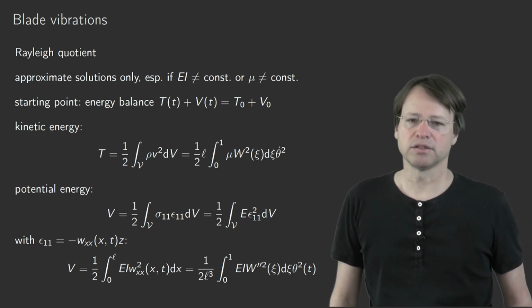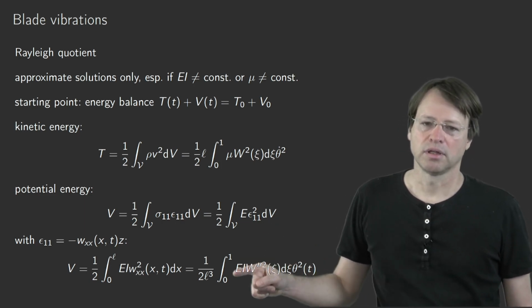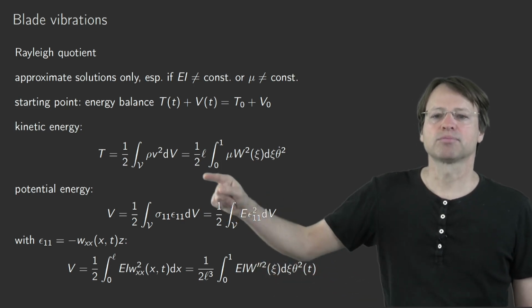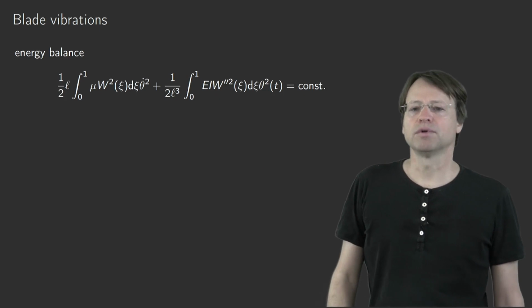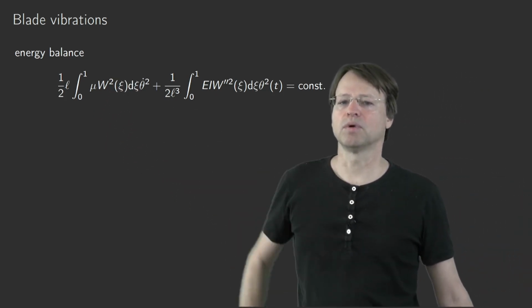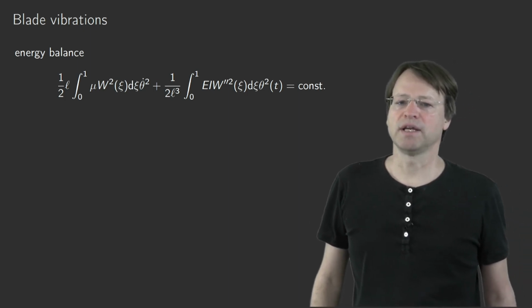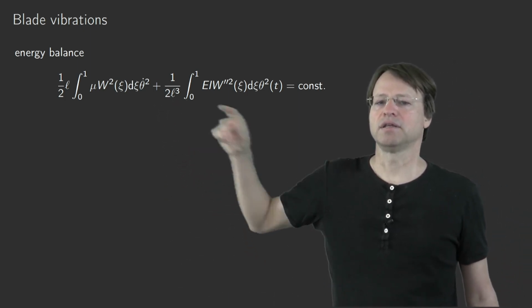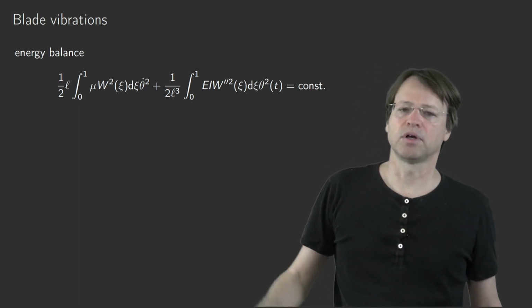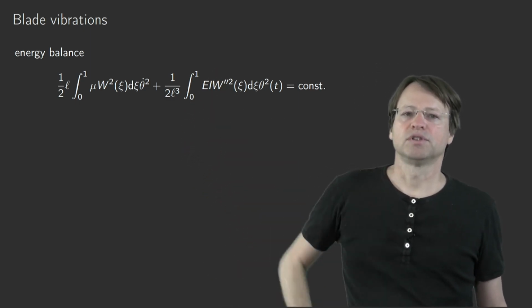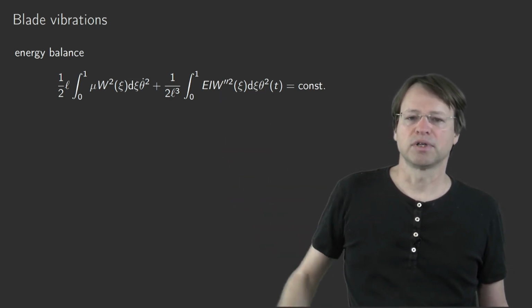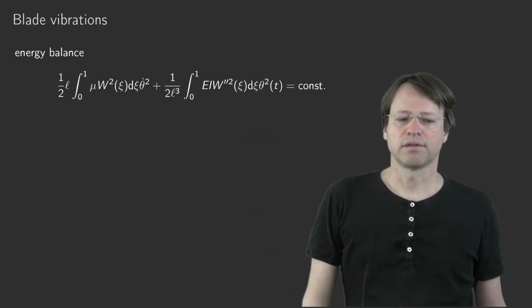So the energy balance, by inserting this expression for the potential energy and my expression for the kinetic energy, would read as follows. Half L integral from 0 to 1 mu W squared psi d psi theta dot squared plus 1 divided by 2L to the third power, and the integral from 0 to 1 E times I W double prime squared d psi theta squared.